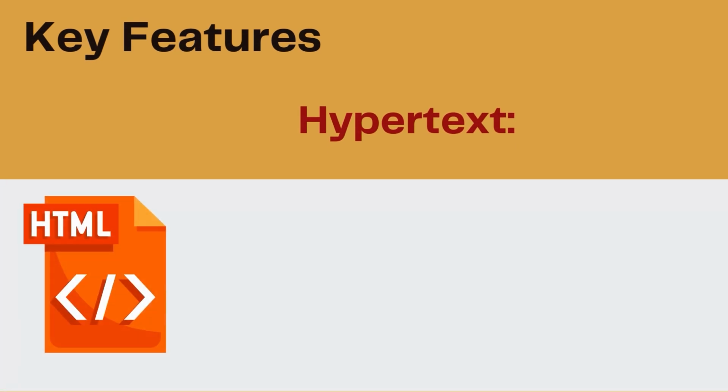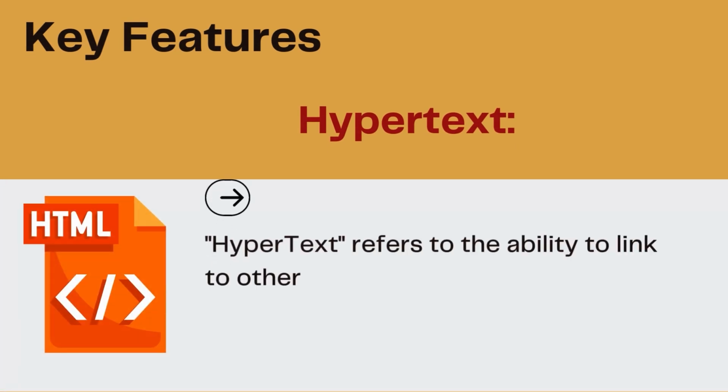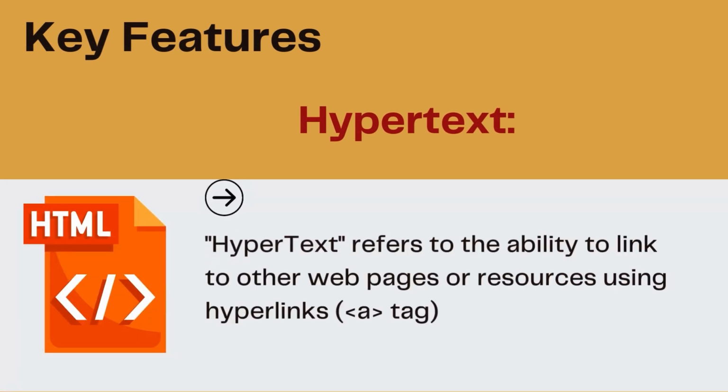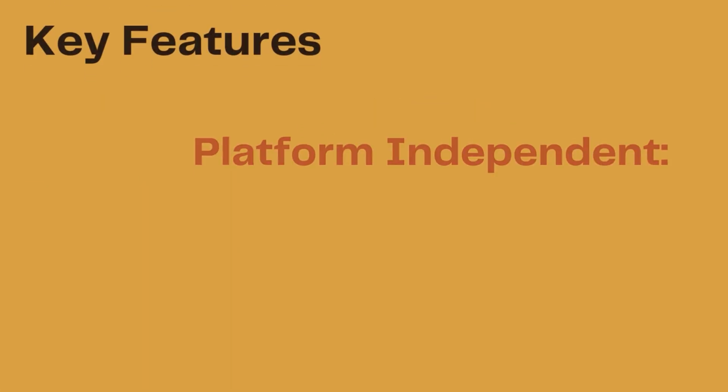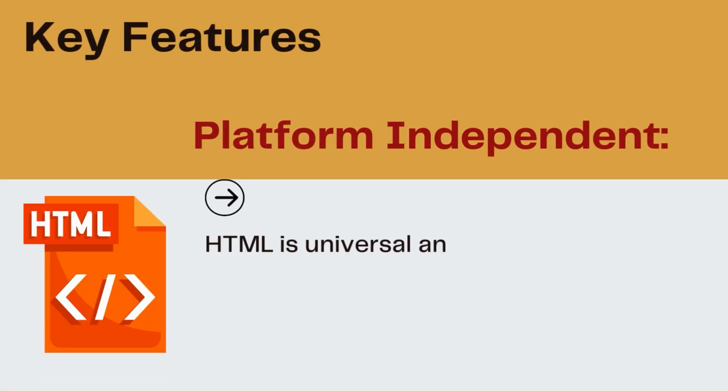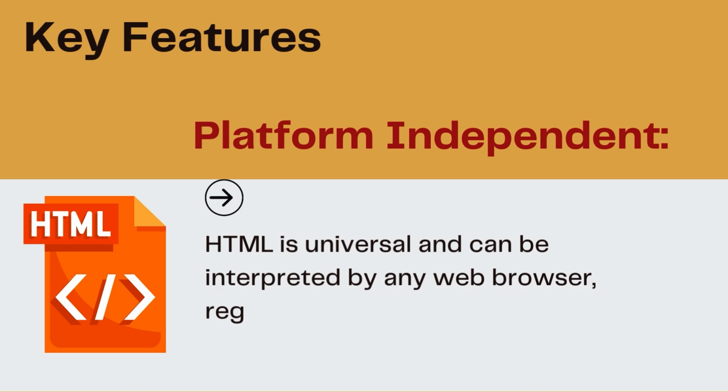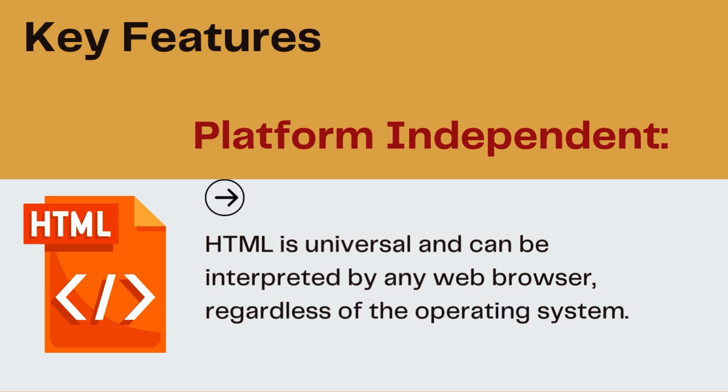Hypertext. Hypertext refers to the ability to link to other web pages or resources using hyperlinks, the a tag. Platform independent. HTML is universal and can be interpreted by any web browser, regardless of the operating system.